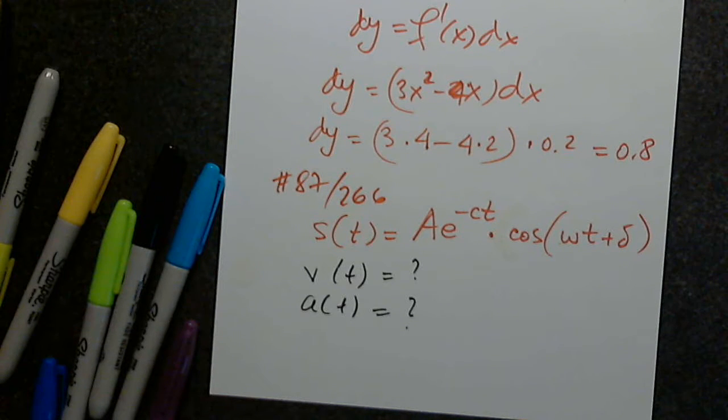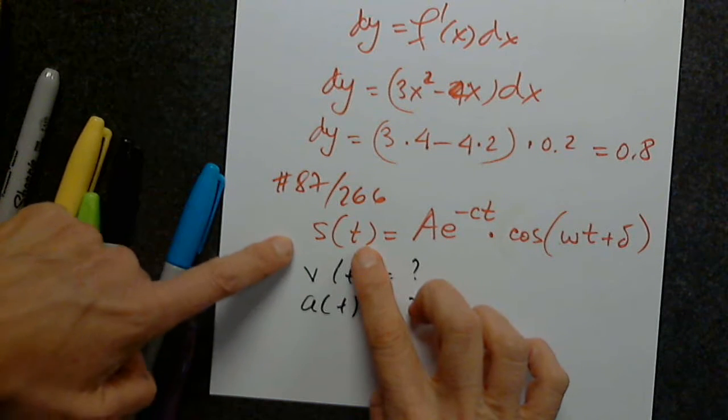How many variables do we have in this function? One: t. S of t. We don't know how to differentiate multiple functions of multiple variables. That's why I wrote S of t and find v of t and find a of t. So there's only one variable. Is that clear? Everyone?